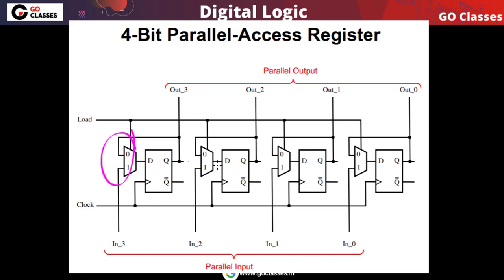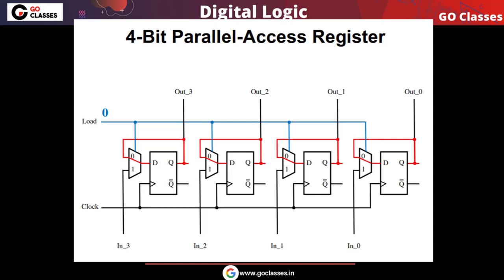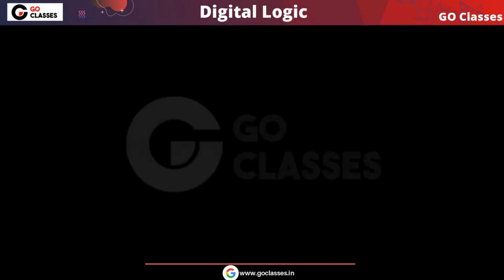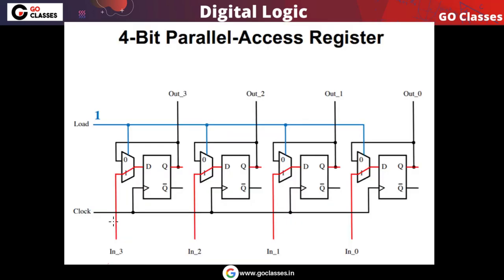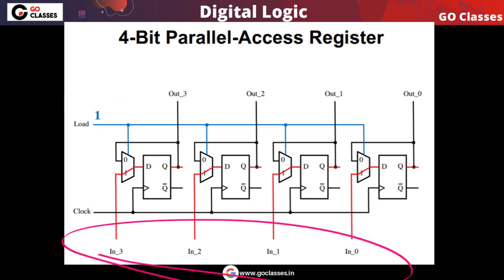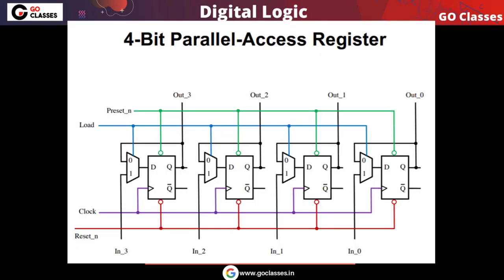Remember this multiplexer, why do we need it? We are using this multiplexer because of this load signal, because we want to control when to store the data and when to retain the data. That is the reason. Now you can notice here, when the load signal is 0, the present output will be the next output, so we are retaining the data. And when the load signal is 1, the new data that you are applying will be stored.